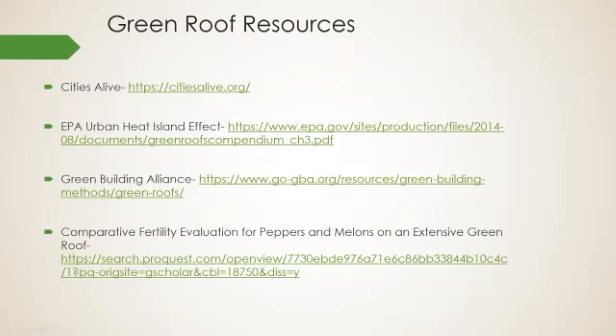And then if you're interested, this is my master's degree research that I did on the green roof, the comparative fertility evaluation for peppers and melons. And so I think you can at least look at the abstract for it. I think you may have to pay to see the whole thing. And I don't get any compensation for that. That's through the ProQuest. So that's just how academics works. But if you're interested, feel free to take a look at that as well. And then we'll check out our video here.